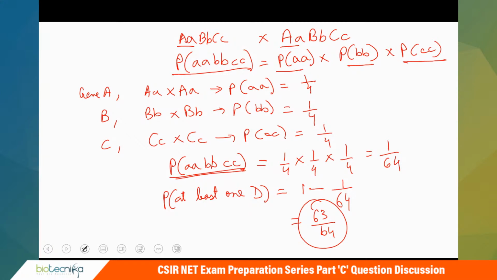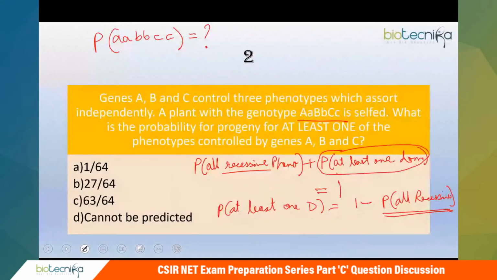Did you all understand? What do you think, guys? Is it not easy? So math was definitely not the hard part, right? How you apply the concept of genetics, that was the tricky part. So the answer will be option C. Is it understood, everyone?